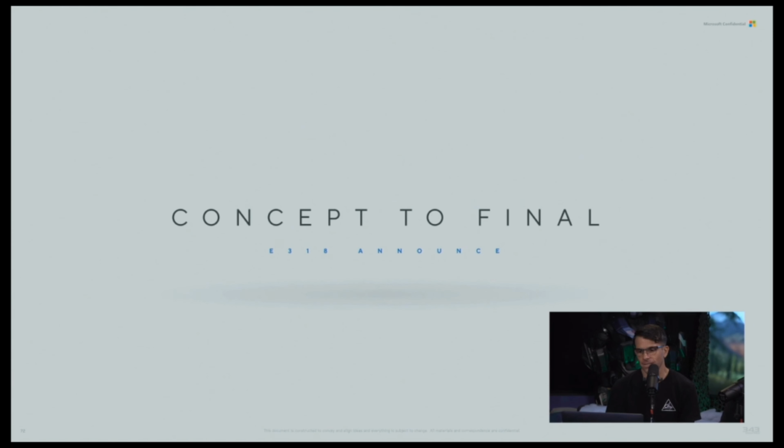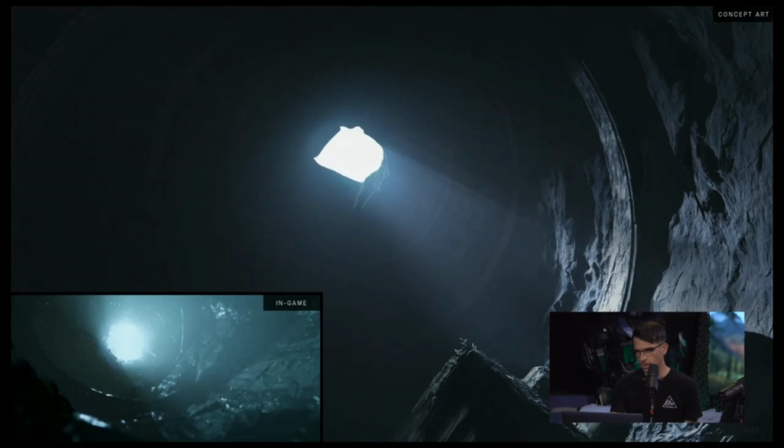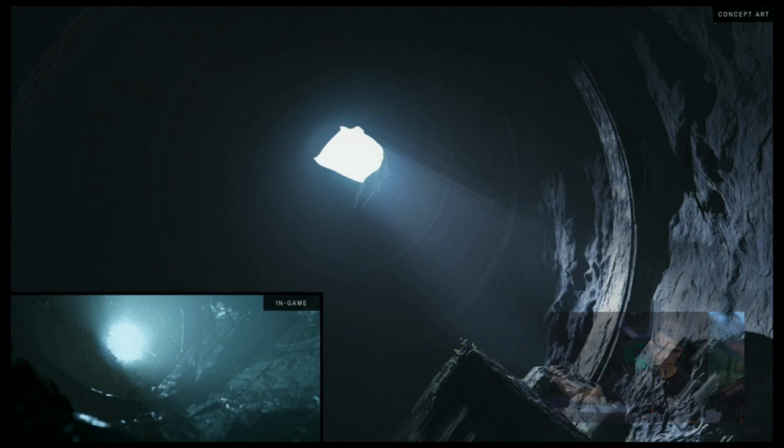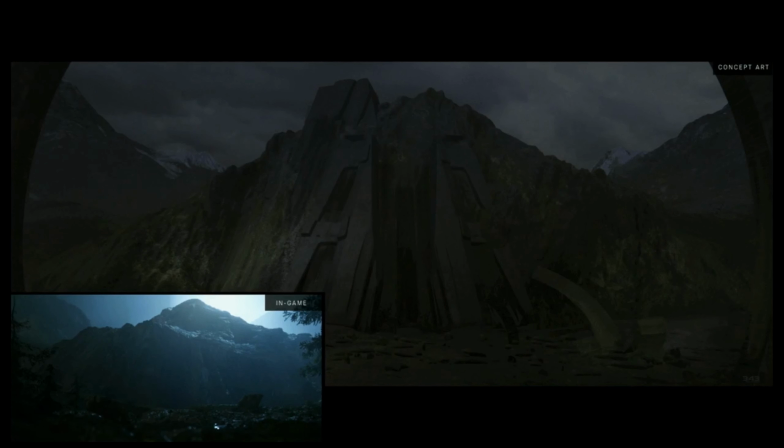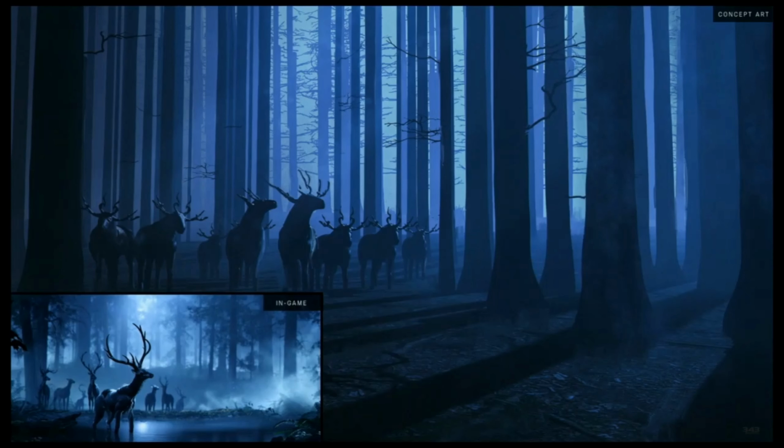Yeah. So actually, we're almost at the end of this, but what I do have here is just, per shot, the concept art, and then in the bottom left corner you'll see the actual shot from the game. So they're pretty similar. Actually, strangely super similar.